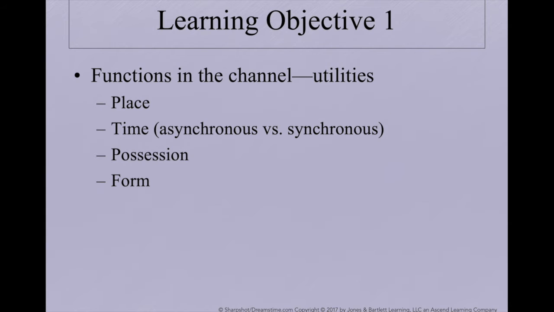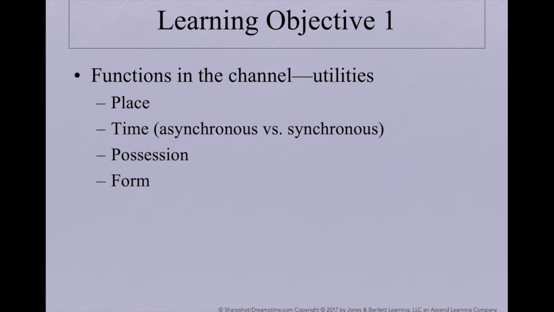Functions in channel utilities. Place is the manner in which goods or services are distributed by a firm for use by consumers. Time utility refers to the fact that many intermediaries store the product until the consumer wants to purchase the item. In an asynchronous interaction in healthcare, a patient must physically go to the provider of the healthcare organization. In a synchronous interaction, time utility is more of an immediate interaction. Table 10-1 on the next slide shows these concepts.